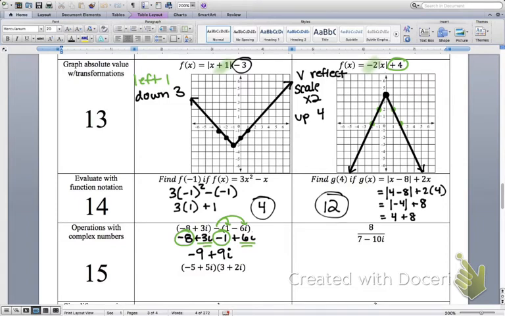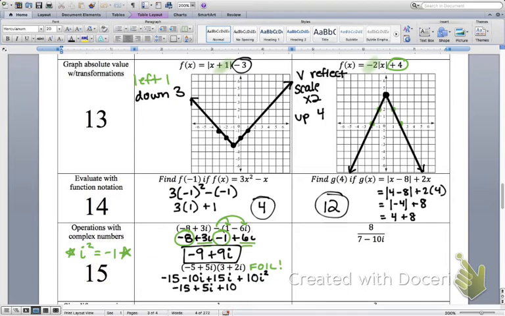For our second one, we've got a FOIL. First terms multiply to -15. Outside terms, -5 times 2i, -10i. Inside terms, +5i times +3 gives me +15i. And then my last terms, 5i times 2i is +10i to the second power. Now we have to remember i squared is equal to -1, so we need to use that substitution.